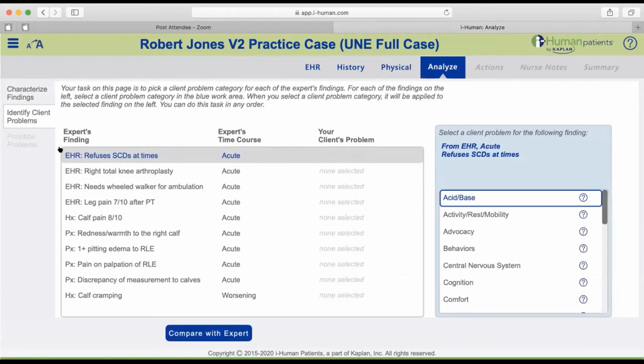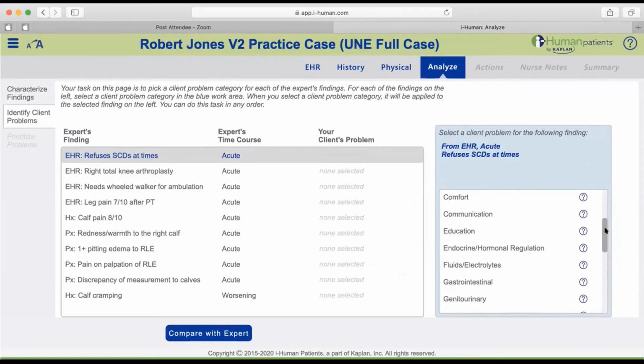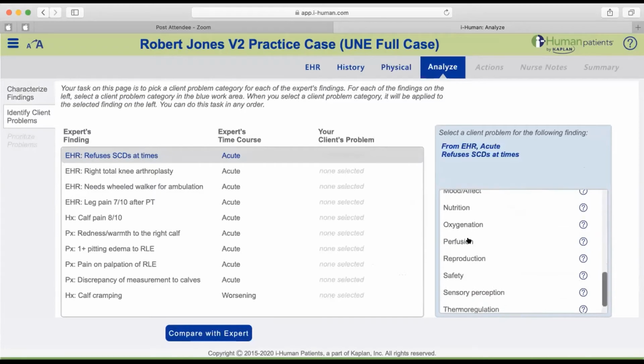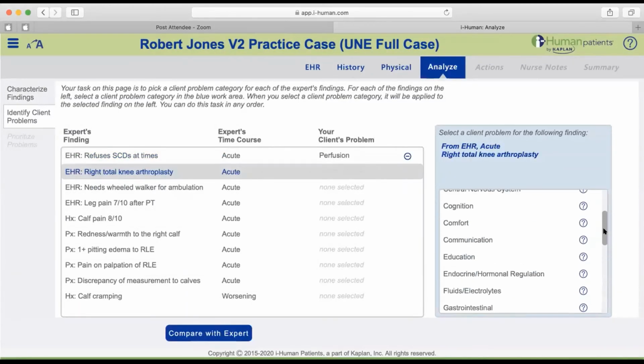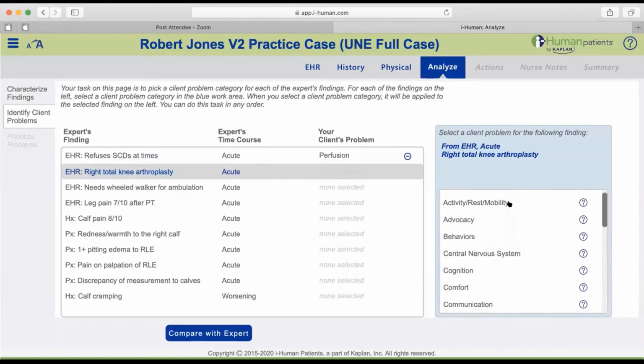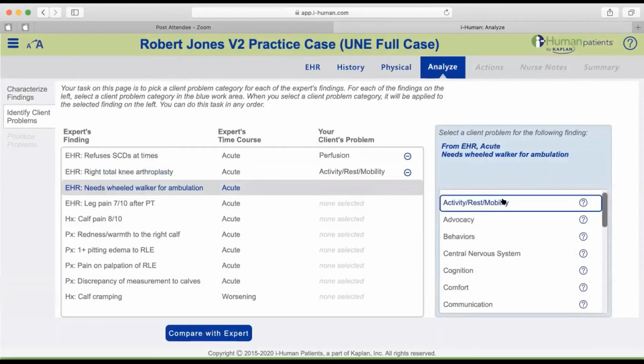So again, the expert findings, the time course, but now I'm asked to identify what concept they fall under. You've got the definition of each of these areas. And so if I'm refusing the SCDs, if I scroll down, let's put that under perfusion. A right total knee arthroplasty, well, that would be activity, rest, and mobility.